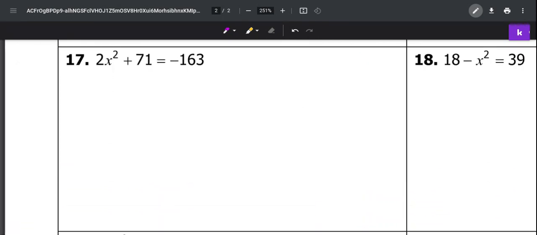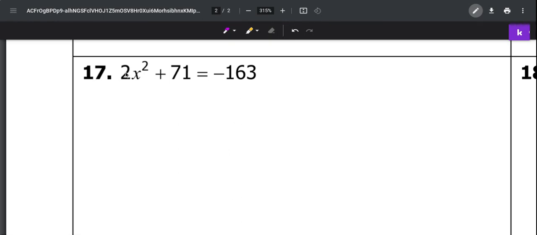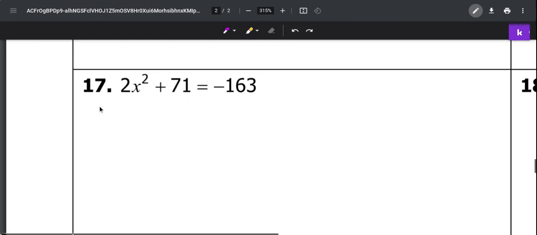So let's go to 17. All right, so on 17, we have x squared and no other x. That means you have two options, difference of squares or square roots. So when you see this and no other x, that means you have two options, difference of squares or square roots. All right, so we're going to use square roots. So we need to subtract 71.